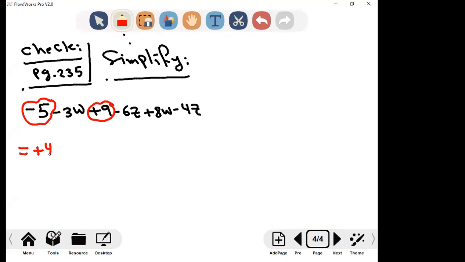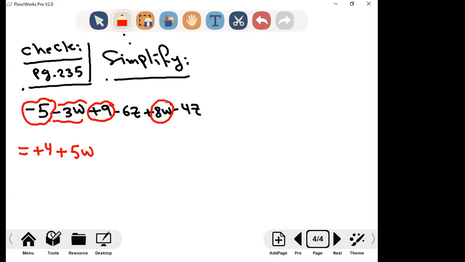Now, how about this w? Do we have another w power 1? W power 1, right? Here -3 plus 8. Remember integers? -3 plus 8. Subtract with the bigger sign. Plus 5. Don't forget. So I'm done with this also.